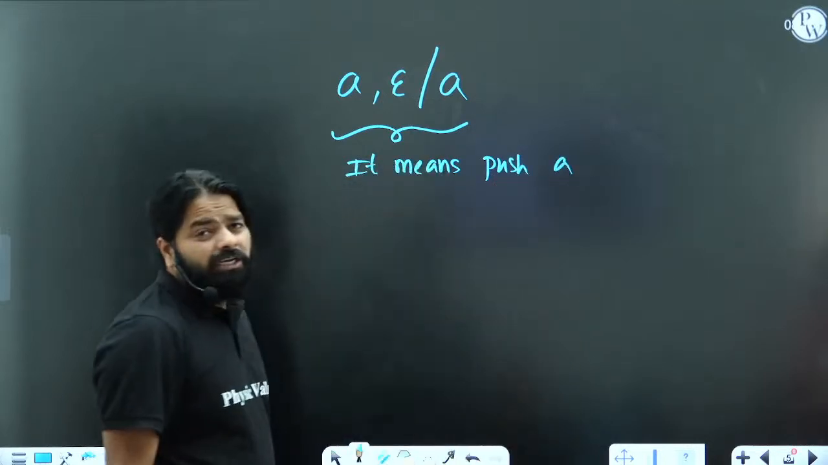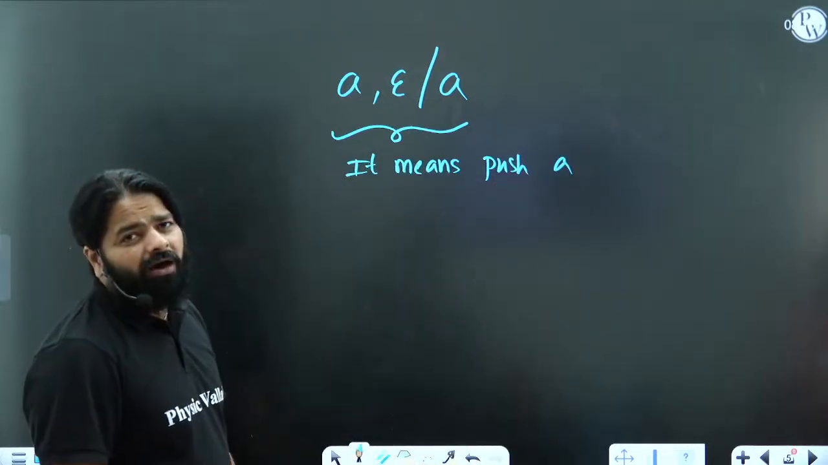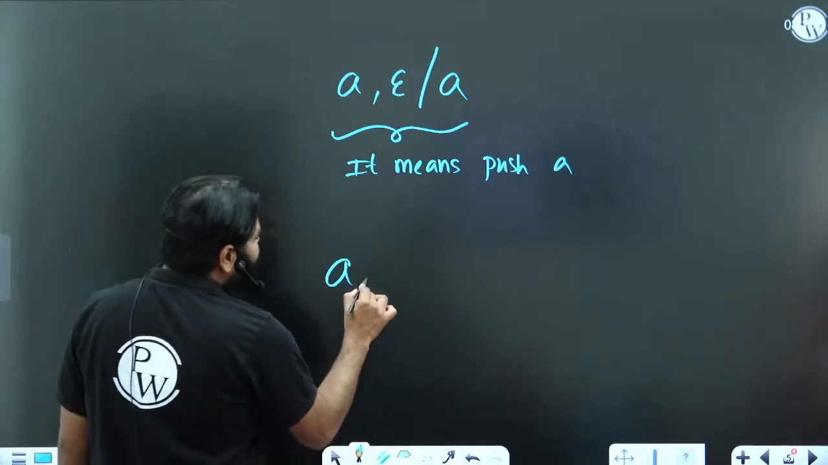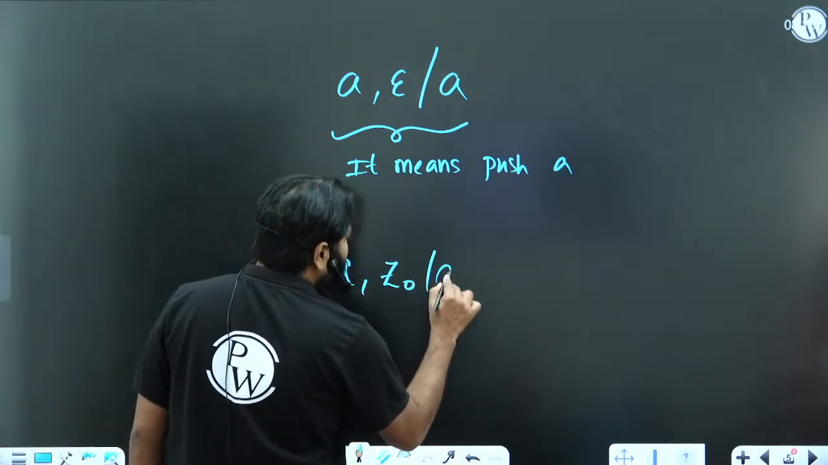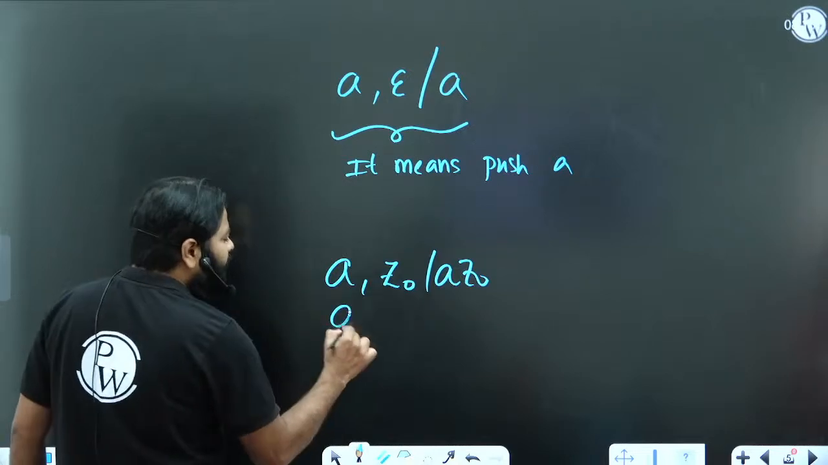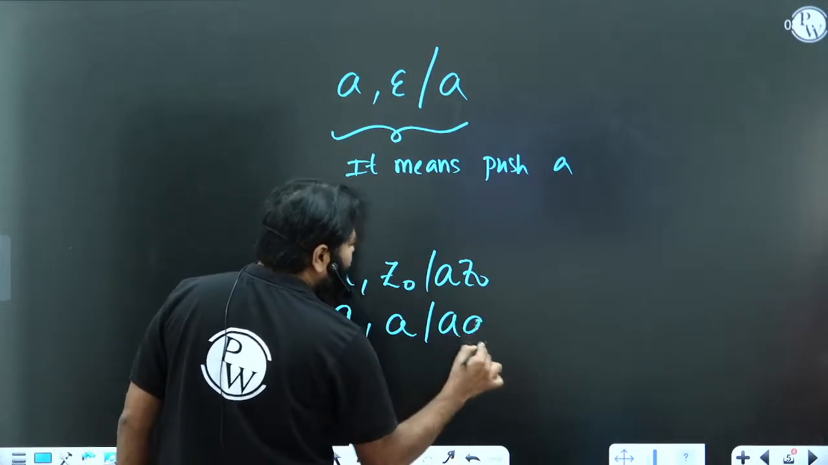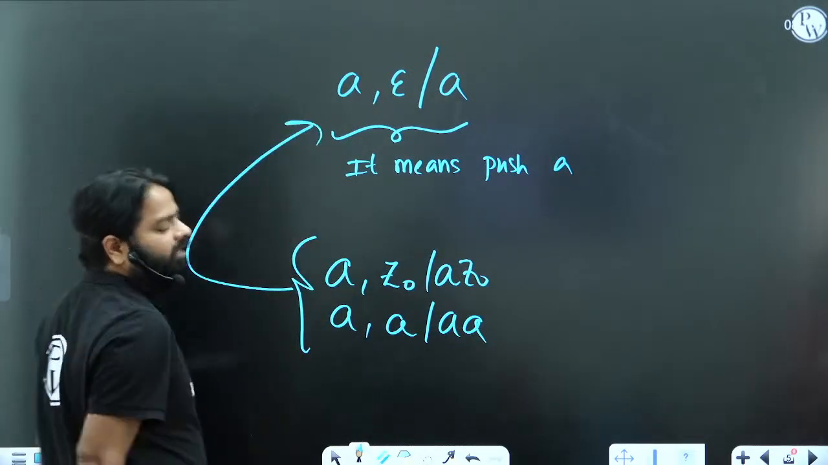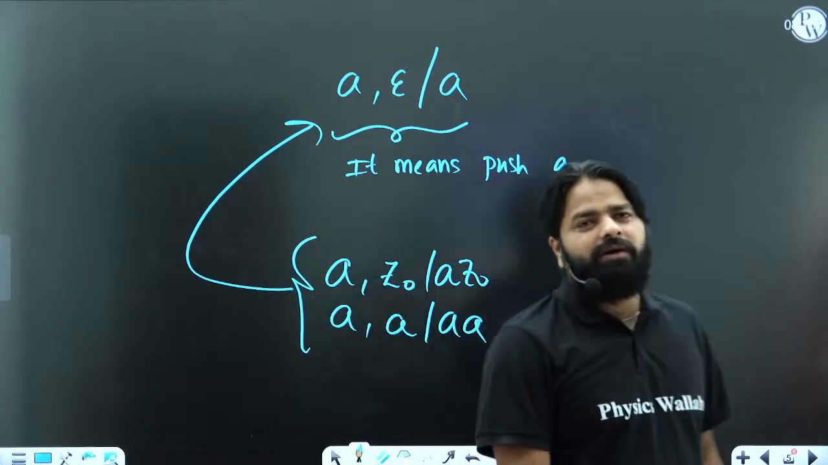And you are wasting your time to design a PDA. Already it is non-deterministic. Instead of saying A comma Z0 slash A Z0, the first A, the second A is A comma A slash double A. These two things can be done by this one thing. So it's easy to do it. Okay.